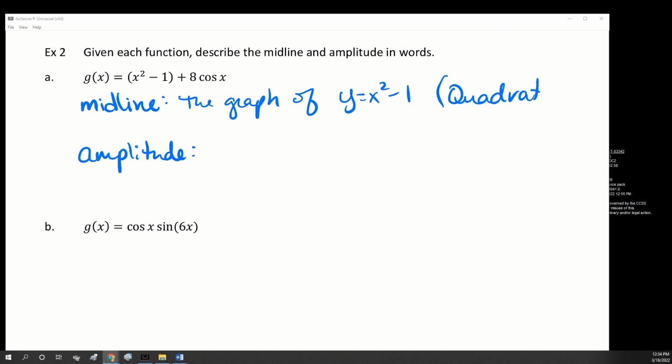A lot of people on their worksheet, there's a couple of quadratics, they're saying that x squared is exponential. That is not true. X squared is quadratic. If it's exponential, your exponent will be x. What about the amplitude? That's nothing weird. It's just 8. And we don't have to write that in words. We can write that in numbers.